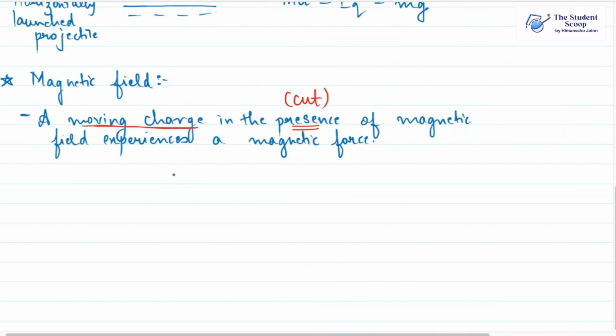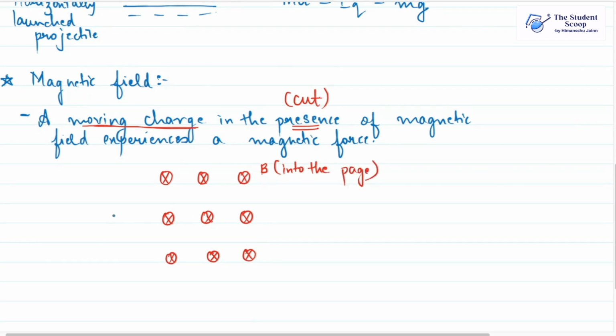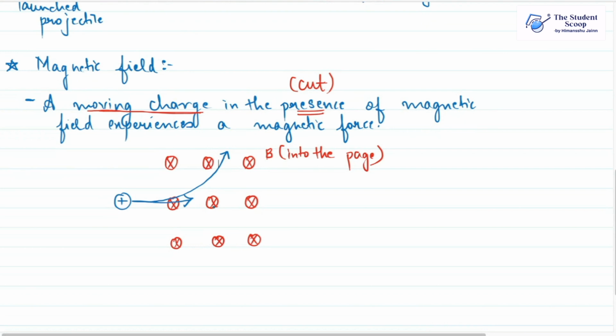So if I state a situation where I have a magnetic field pointing into the page, let's say, we are considering a magnetic field which is pointing into the page. And if I take into consideration, let's say, a positive charge, which is entering into the field, the charge will experience a motion somewhat like this. So what is the underlying concept? That a moving charge, if cutting the magnetic field, has to experience magnetic force.